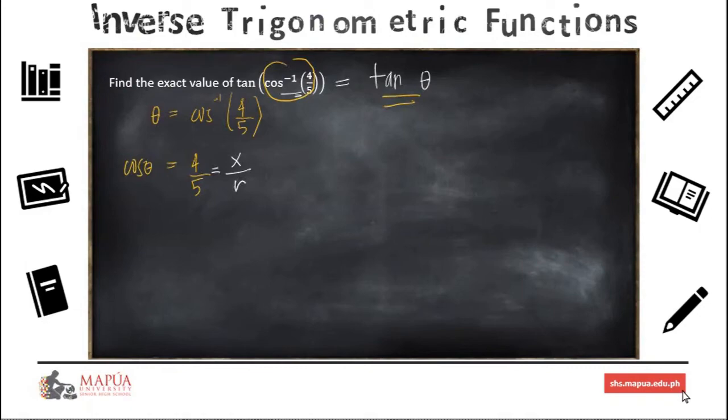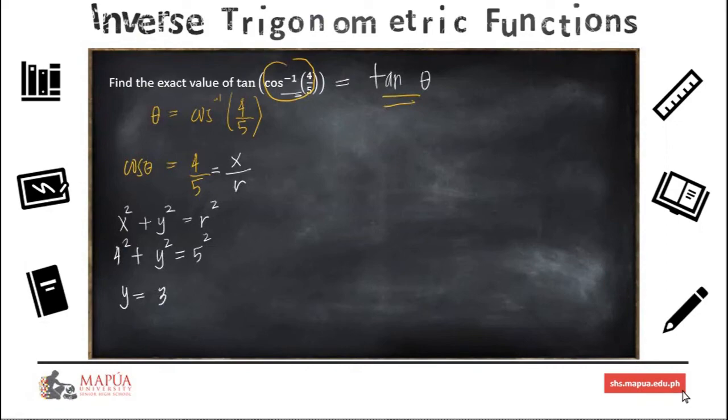Using the Pythagorean theorem, x squared plus y squared is equal to r squared. Substitute x is equal to 4 and r is equal to 5. 4 squared plus y squared is equal to 5 squared. Then isolate the y. It will give us y is equal to 3.